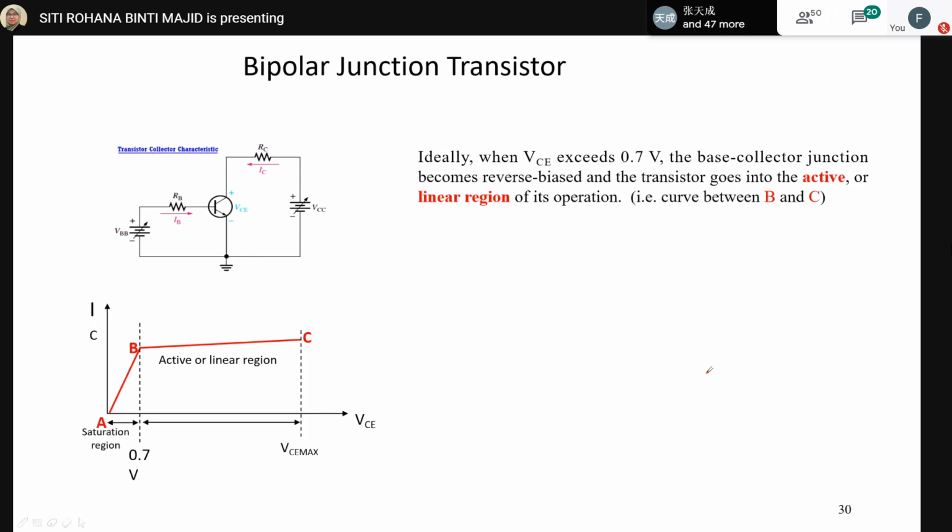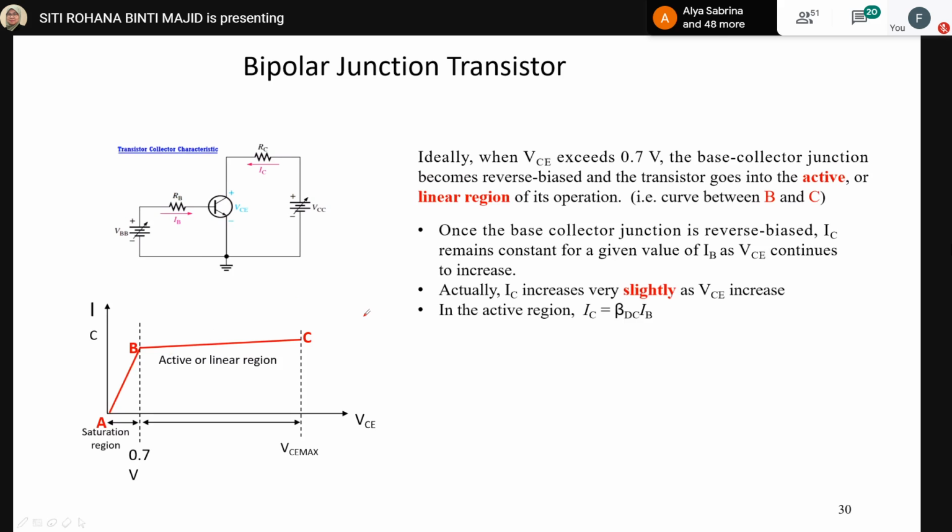The second part is the active or linear region, which is almost flat. We obtain this region when the base-collector junction, CBJ, is reverse biased and the transistor is active. This curve, as shown in this diagram, is between points B and C. In the active region, we can calculate IC equals beta DC times IB.